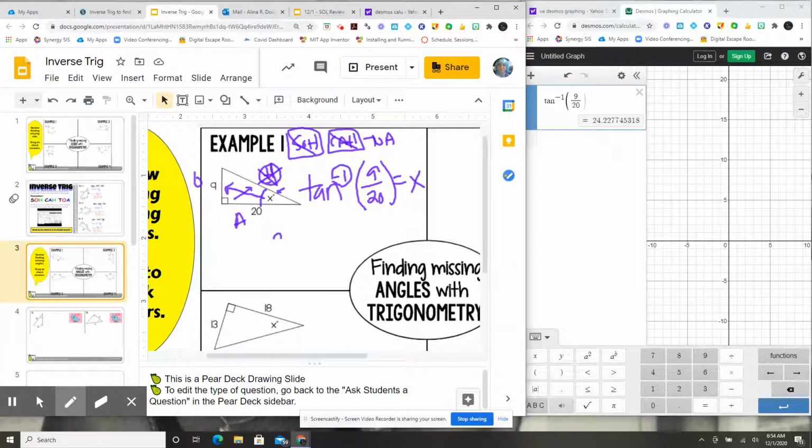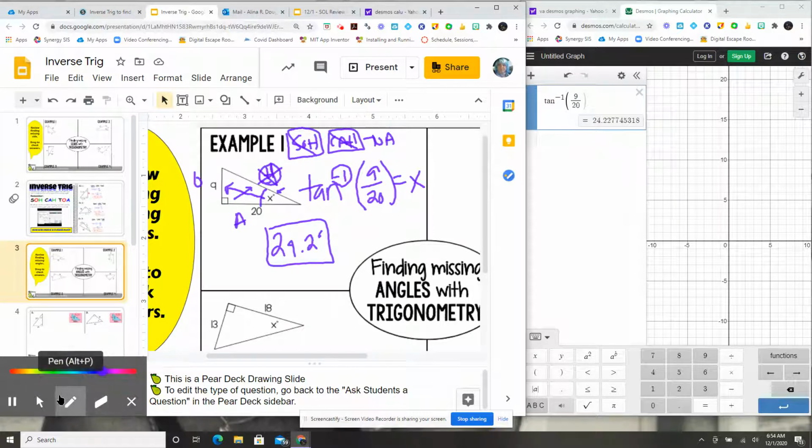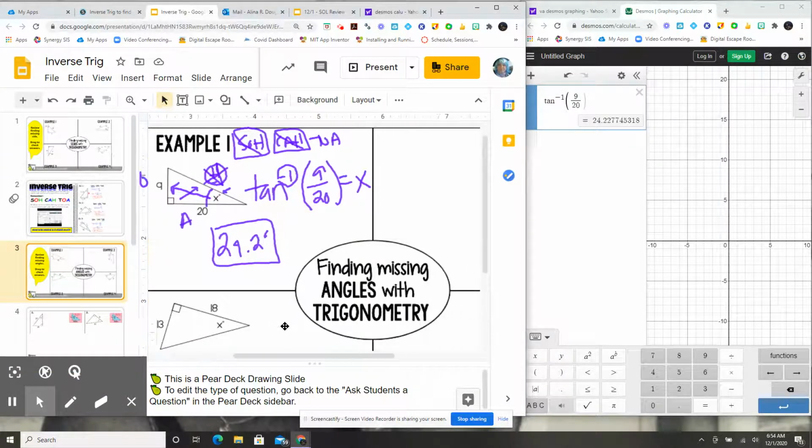24.2 degrees. Now, with degrees, it's a little bit harder to figure out reasonableness, but 24 degrees is going to be less than 45, less than half. So this is going to be the small side, small angle, which kind of makes a little bit of sense.